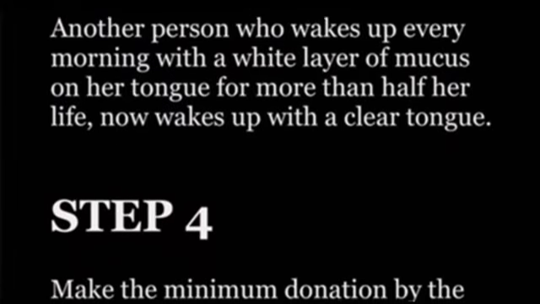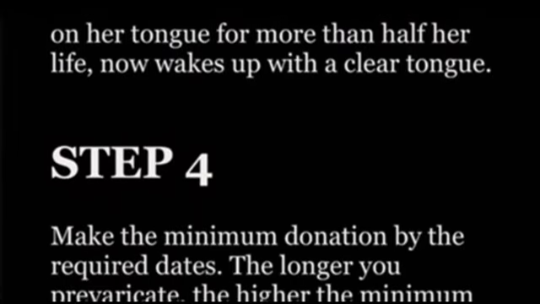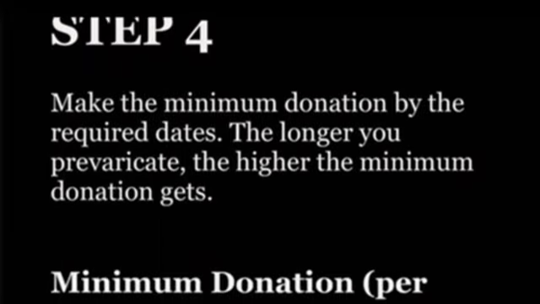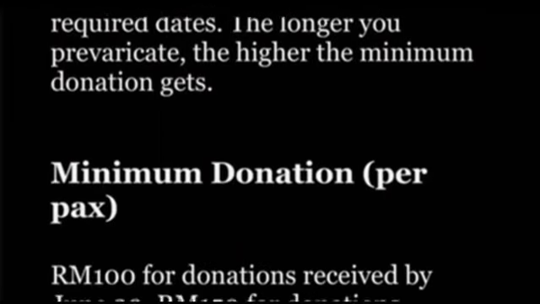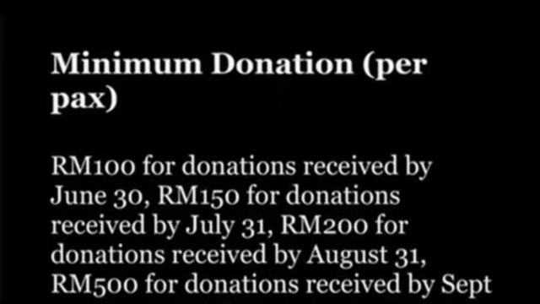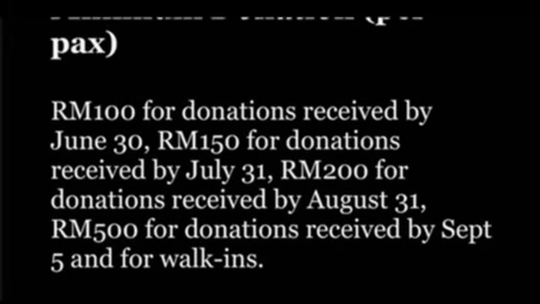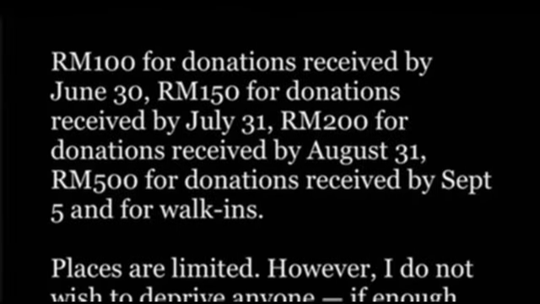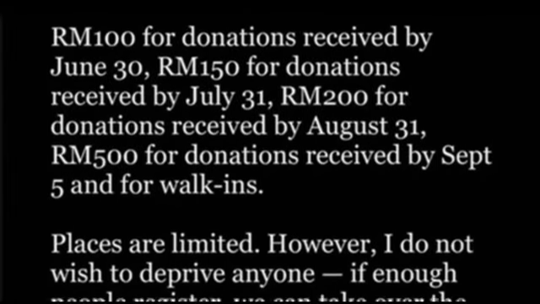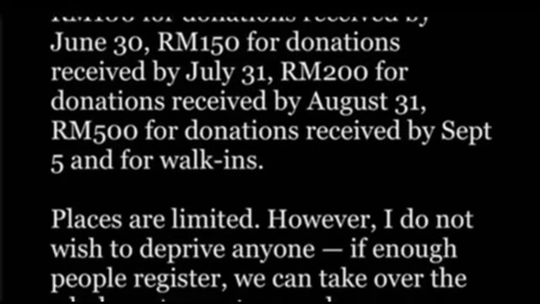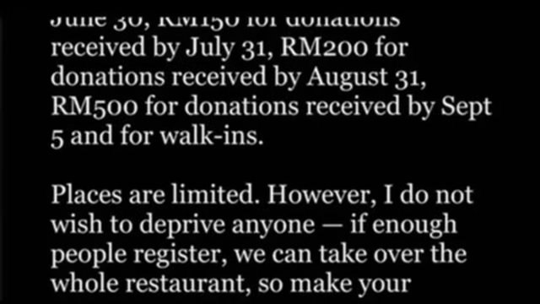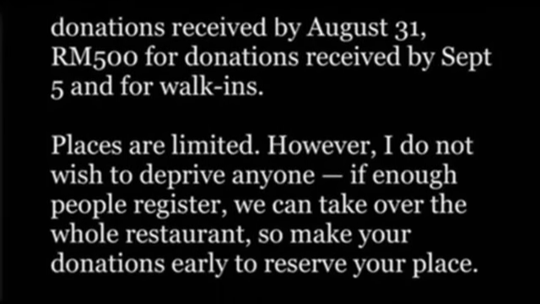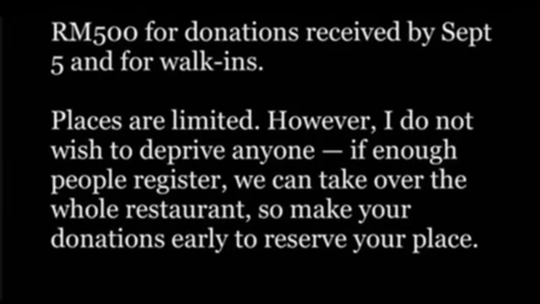Step 4. Make the minimum donation by the required dates. The longer you prevaricate, the higher the minimum donation gets. Minimum donation per pax: 100 ringgit for donations received by June 30th, 150 ringgit for donations received by July 31st, 200 ringgit for donations received by August 31st, 500 ringgit for donations received by the 5th of September and for walk-ins. Places are limited. However, I do not wish to deprive anyone.